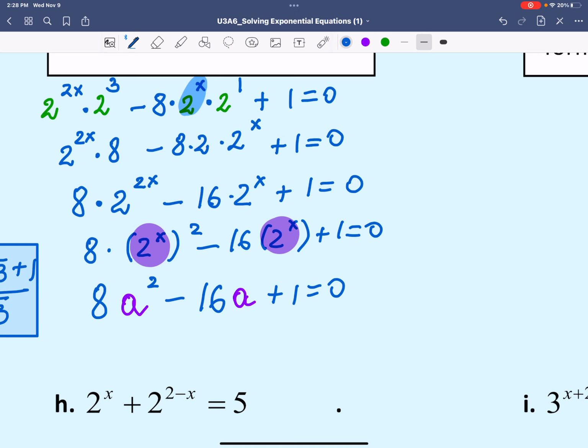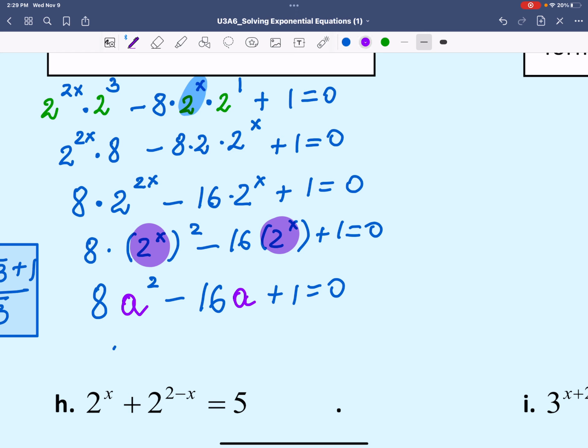Let's see if it is factorable. So it can be factorable if we can find two numbers that multiply to 8 and add to negative 16. So two numbers that multiply to 8 and add to negative 16. So we are going to think of two negative numbers that multiply to 8. So negative 8, negative 1, negative 4, negative 2, that doesn't really work. So what we're going to do is try to use the quadratic formula.